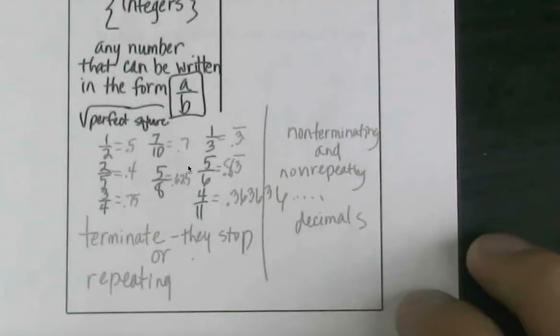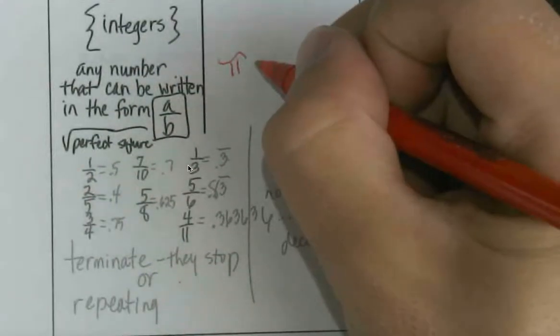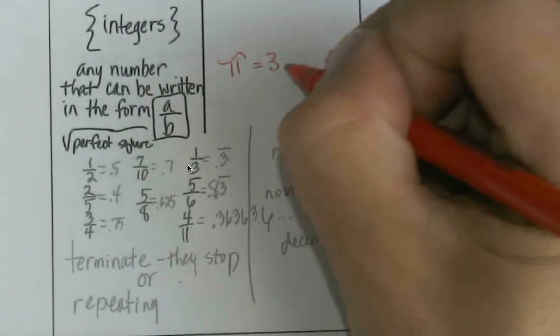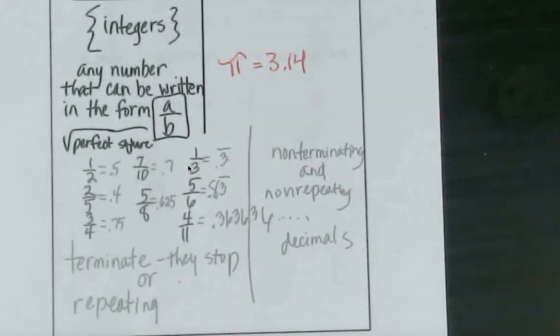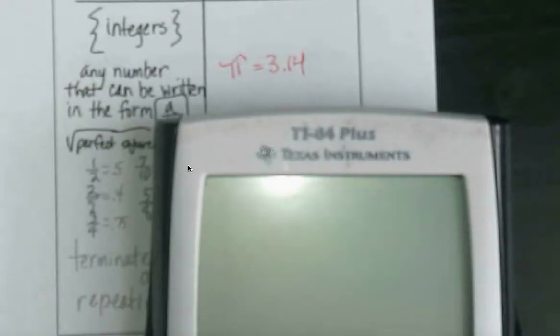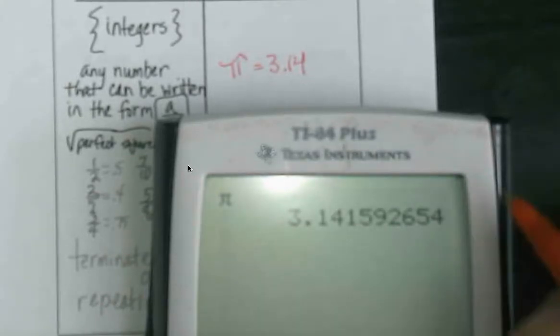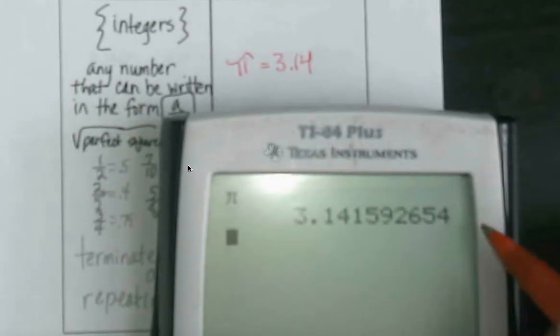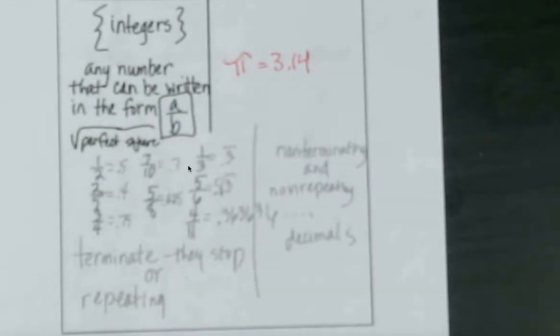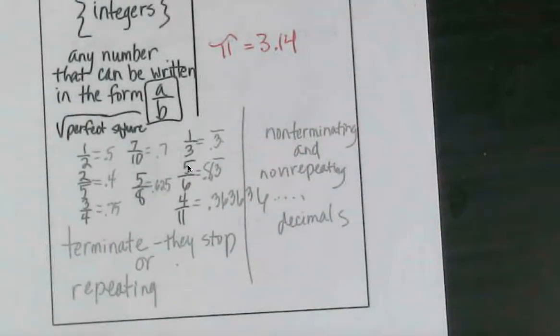So numbers like pi, if you dealt with this previously in middle school, you would know this is 3.14. But in reality, this keeps going on for a really long time. And what's interesting is that even if we check a calculator, this looks as if it's going to end maybe after here. But again, this only shows so many decimal places.